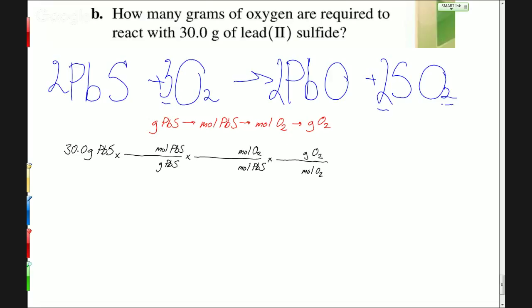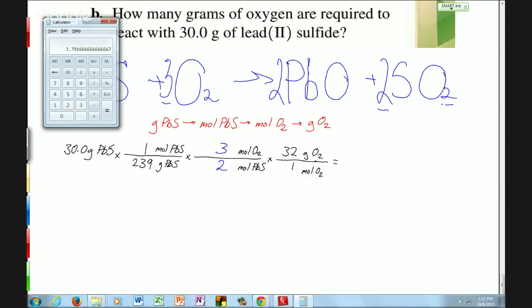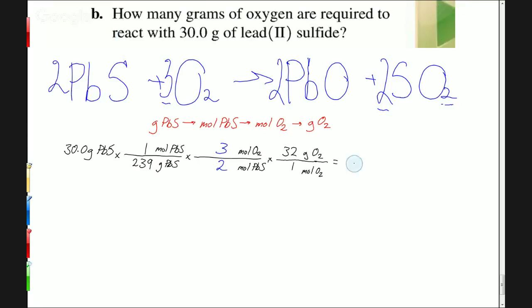What'd you get for the mass of lead sulfide? 230. And then from the equation, we can see that there are 3 of these for 2 of these. And then oxygen is 32. Okay. Get 6.03 grams of oxygen? Yes. All right, great.